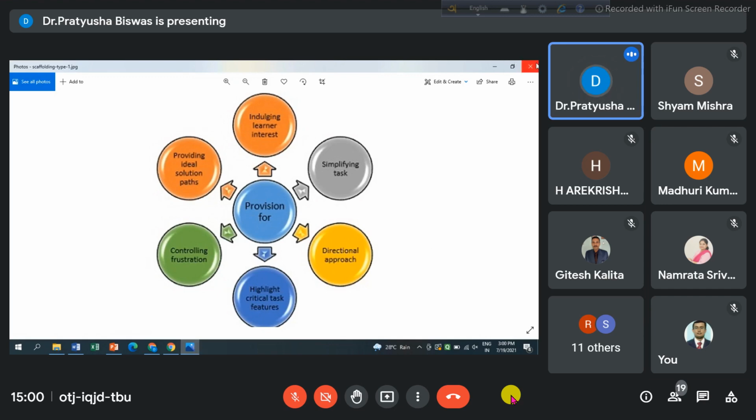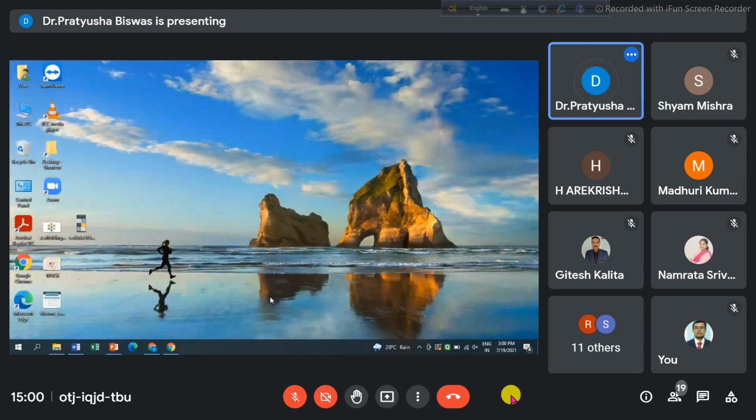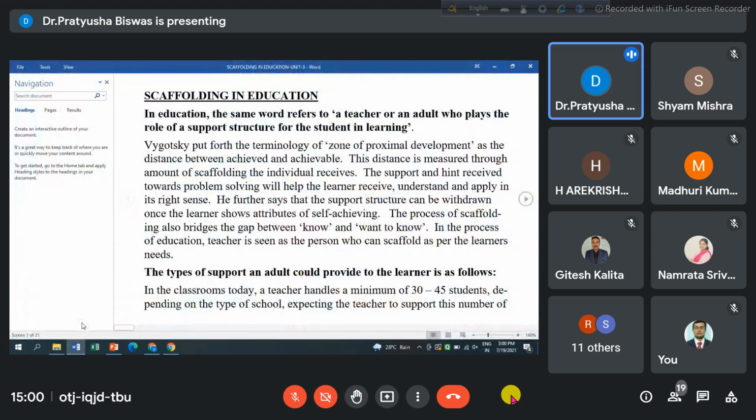Now, after we have seen this diagram, let me show you a cursory glance of the notes that we had. Scaffolding in education. You all must have read about Vygotsky and his terminology of the zone of proximal development. What is the zone of proximal development? It is the distance between the achieved and the achievable. That bridge, that gap between the achieved and the achievable, is known as the zone of proximal development. This distance is measured through the amount of scaffolding the individual receives.